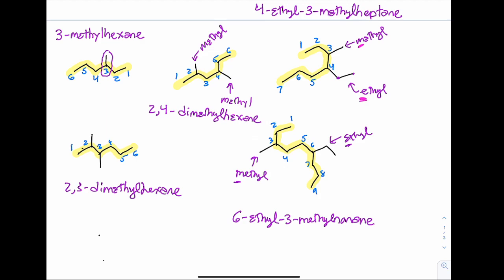Like if you're sitting there studying and someone comes and looks and you're like, oh yeah, 6-ethyl, 3-methylnonane. It sounds like you're super smart, but it really means you can count and alphabetize, right? You got some rules, you just have to follow them, alphabetize and count.